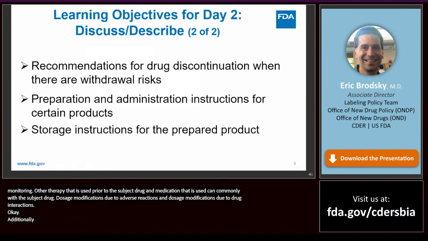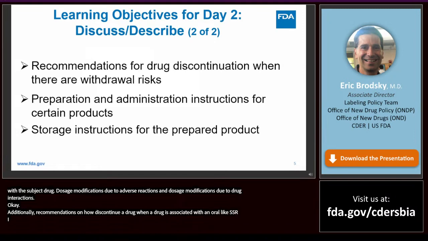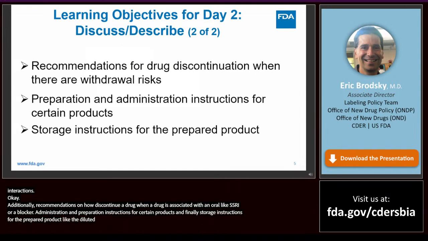Additionally, recommendations on how to discontinue a drug when a drug is associated with a withdrawal syndrome on abrupt discontinuation, like a benzodiazepine or an SSRI or a beta blocker. Administration and preparation instructions for certain products. And finally, storage instructions for the prepared product, like the diluted solution or the reconstituted solution.